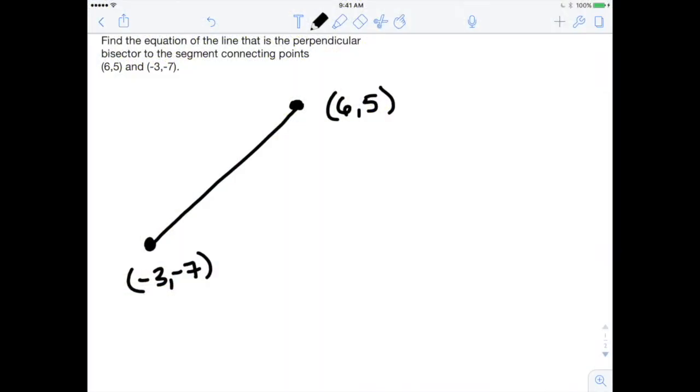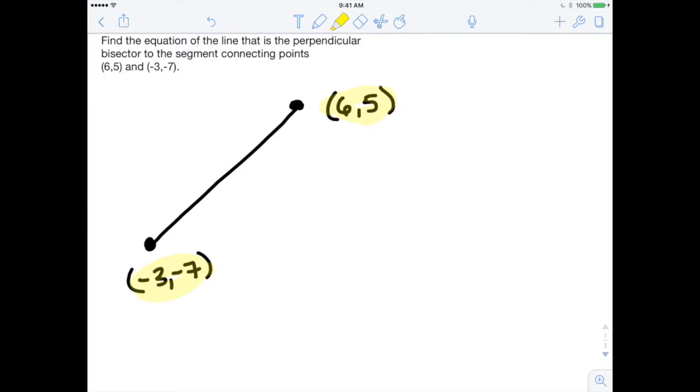Okay, here's the situation that we're looking at. We've got 2 points, (6, 5) and (-3, -7), and a segment between those 2 points. We want to find the perpendicular bisector to this segment. There are several steps to this problem, so we'll break it down.